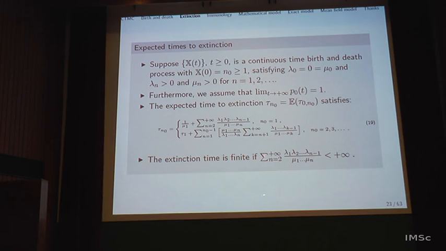So for that, yet another little infinite sum. The time to extinction is finite if this is true, and these are my formulae to compute the mean of my extinction time. Again, of course, I haven't shown this. One can actually show this.